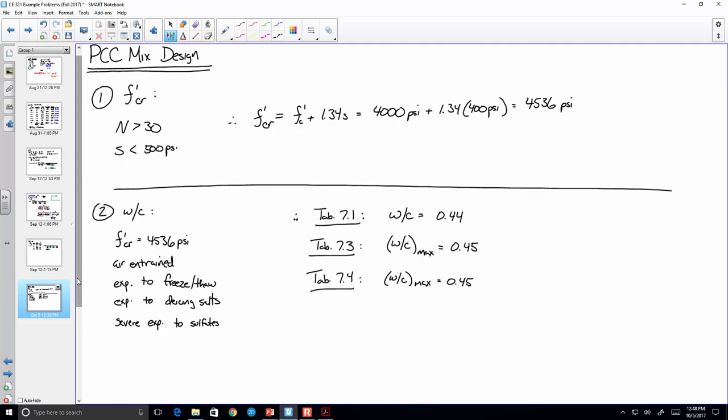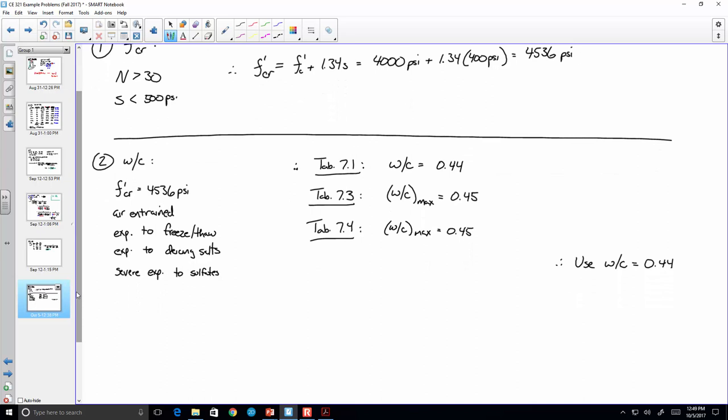Remember, throwing excess water into a given mix is going to result in lower strength, okay? So at this point in our mix design, we want to try and use the lowest water cement ratio that we can. So I propose that right now we use a water cement ratio of 0.44. Now again, remember, this has in no way, shape, or form been corrected for moisture content. We're going to do that down the line. But the long and short of it is our target water cement ratio is going to be 0.44 for now.